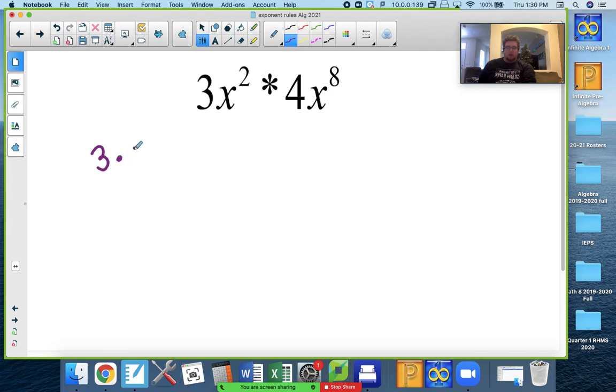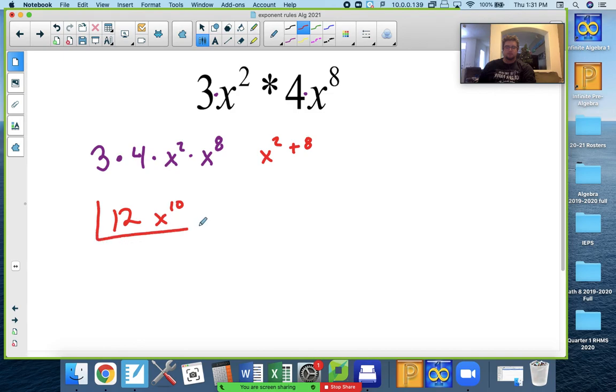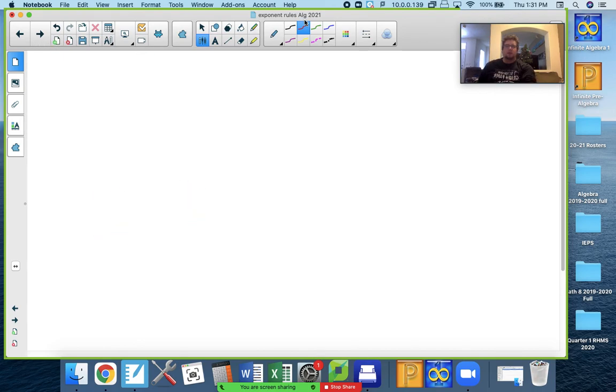If we rewrite this using our commutative property, 3x squared times 4x to the 8th is really 3 times 4 times x squared times x to the 8th. So 3 times 4 gives us the 12. 2 plus the 8 gives us x to the 10th. There's our answer.